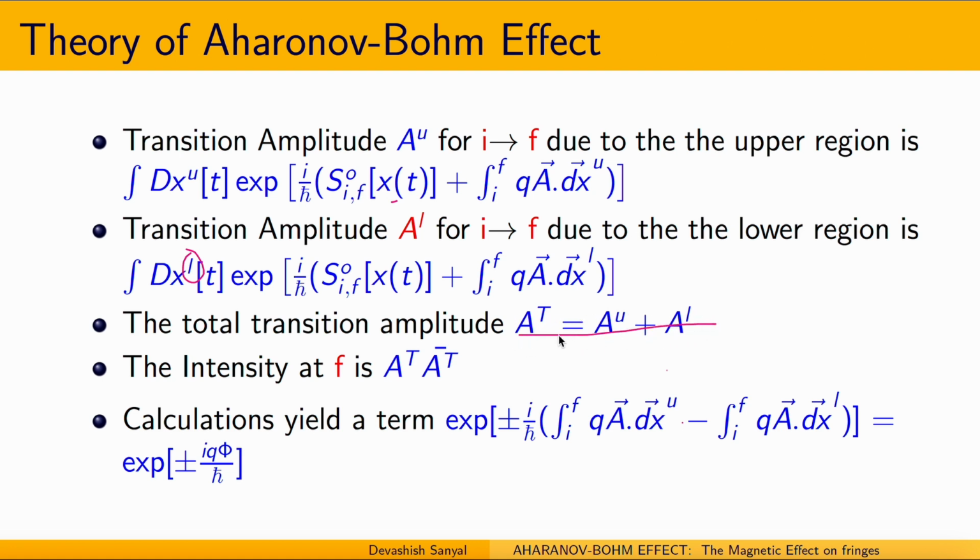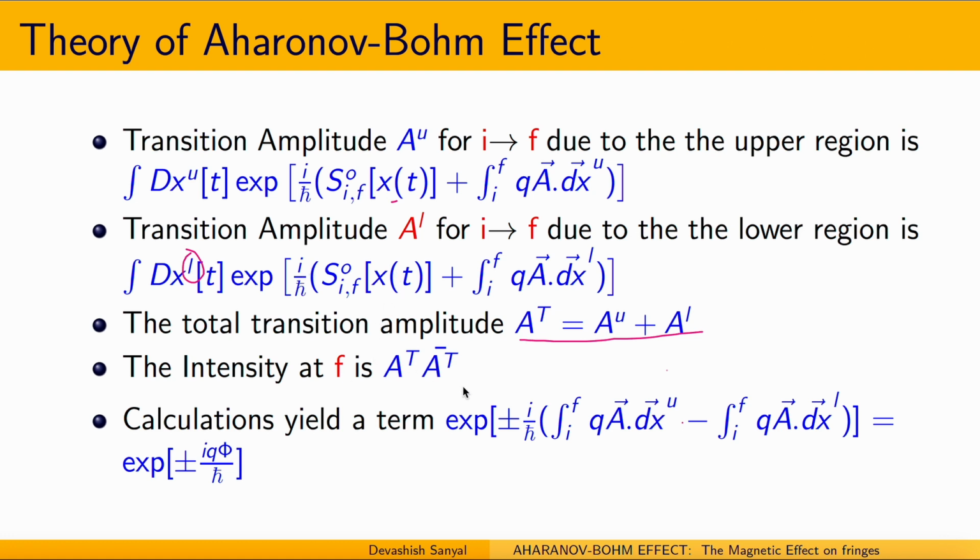So the total amplitude, so this is the total transition amplitude. A transition is equal to A upper plus A lower. So just like we have done in the case of interference, the intensity at F is A_T multiplied by A_T complex conjugate. In the complex conjugate, the i's become minus i.